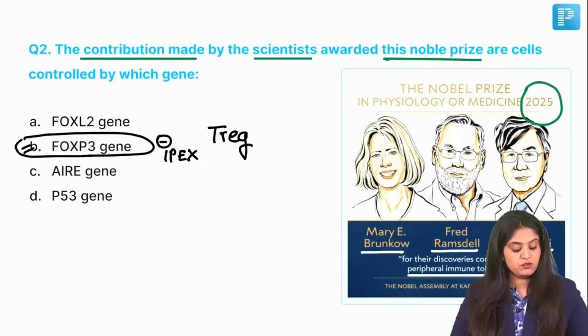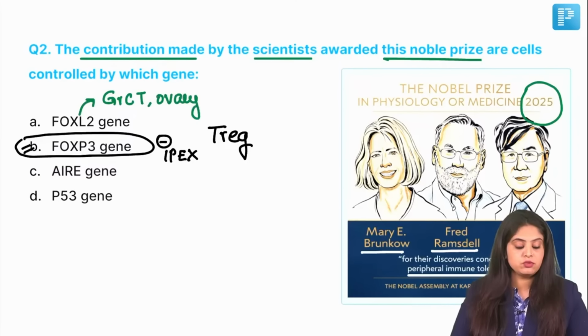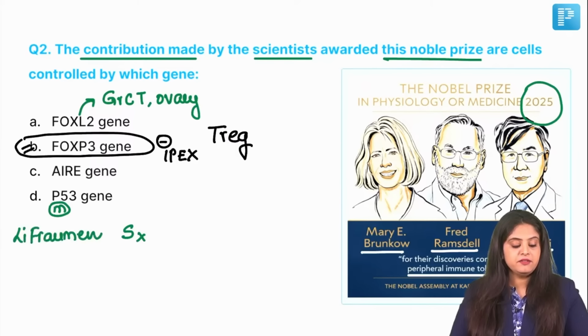Excellent, IPEX syndrome. Then where did we study FOXL2? Fox lady, clever lady. That was the granny. Granulosa cell tumor of the ovary, if you remember, was the FOXL2 gene mutation. I will ask you two questions. If there is a P53 mutation, which syndrome can occur? And that is the Li-Fraumeni syndrome.